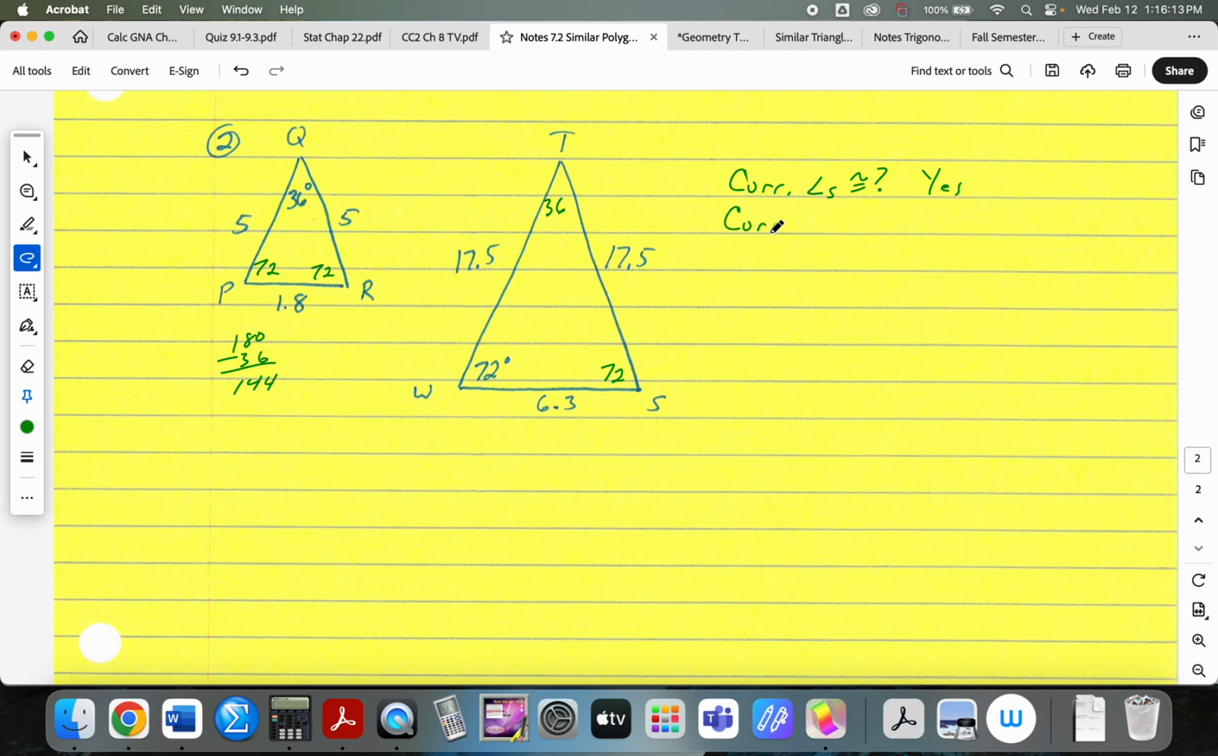Now I just need to check, are the corresponding sides proportional? Those are always the two things that we need to check. So, corresponding sides proportional. I'll start with the big sides. So, QP to TW is going to be the same as QR to TS. That's going to be 5 to 17.5.